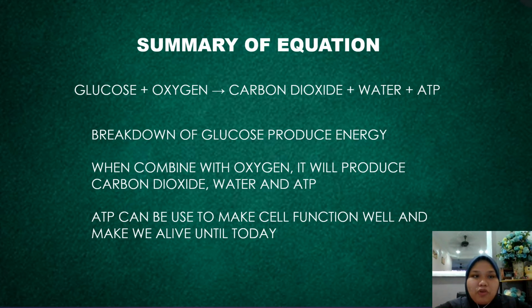ATP is the energy produced during cellular respiration, where aerobic respiration occurs. The breakdown of glucose will produce energy. We know that when glucose is broken down, it produces energy for our body. So when we eat rice, we break down the glucose and get enough energy to do our daily activities. When combined with oxygen, it will produce carbon dioxide, water, and ATP.